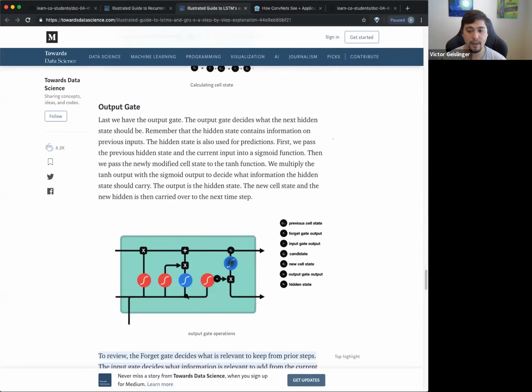So you can see here that we have our input going through here, and we'll pass it through another sigmoid, and we'll combine these two parts, and then we eventually get our new short-term memory. So this will be the new information that will get passed on to the next LSTM cell.